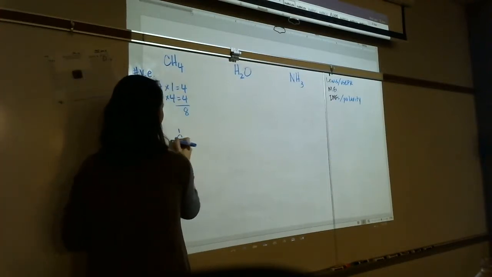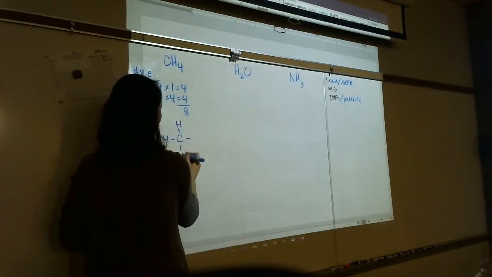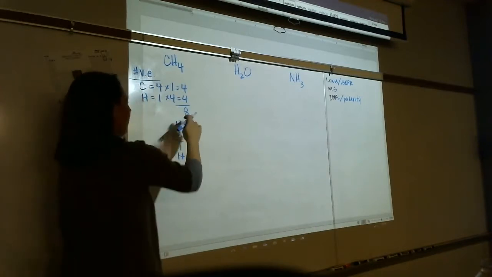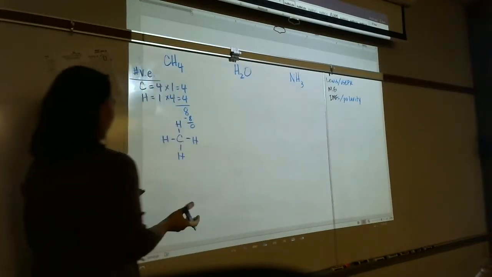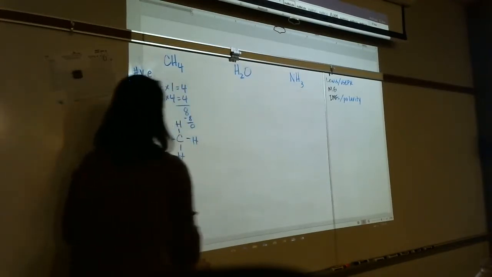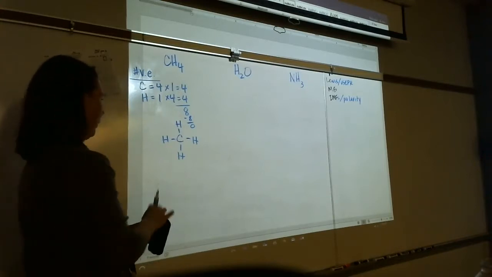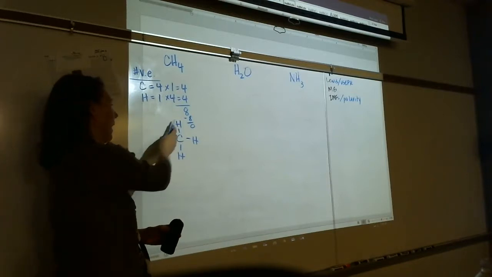Connect all the other ones with single bonds. 2, 4, 6, 8. So I've used up all 8, right? So I've got no more electrons left. Now I evaluate my structure. Does everybody have an octet? Who needs one? Does hydrogen need an octet? Does it need 8 electrons? No. So happy, happy, happy, happy.